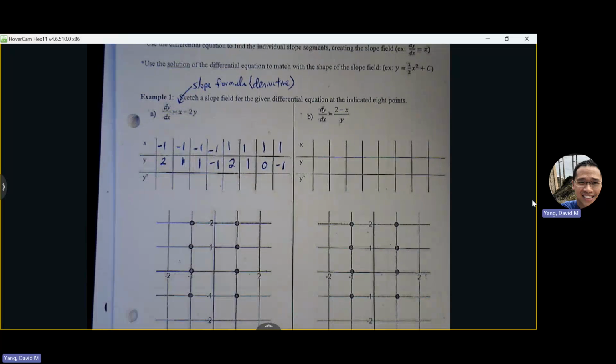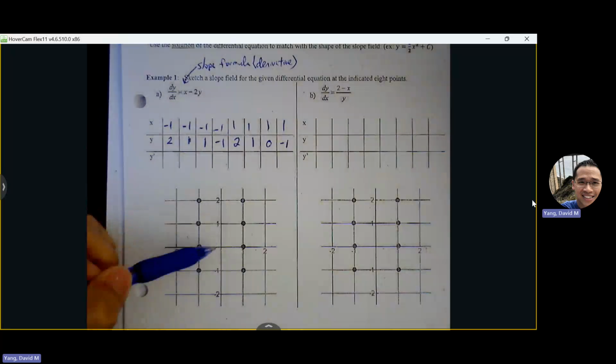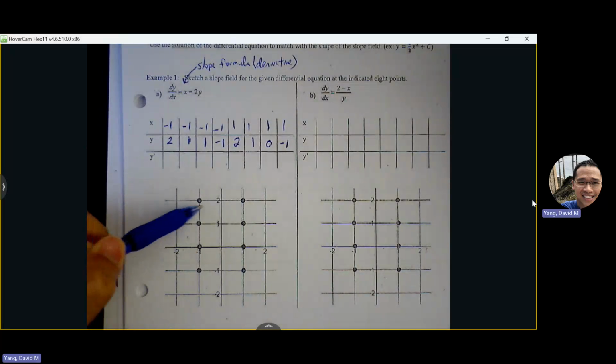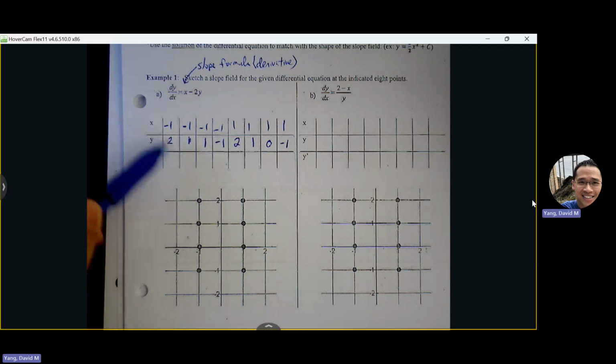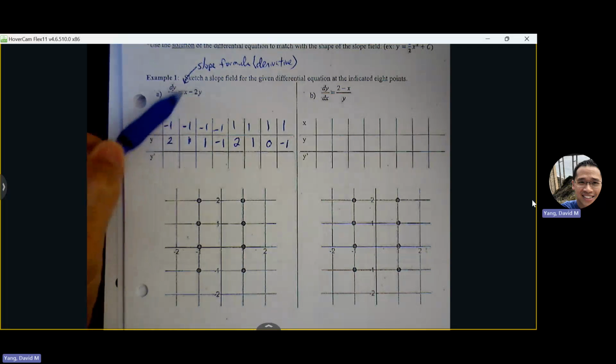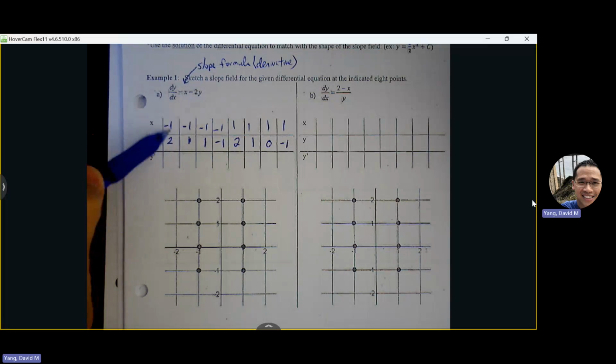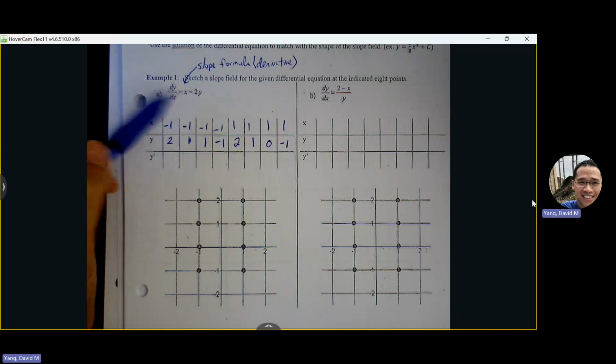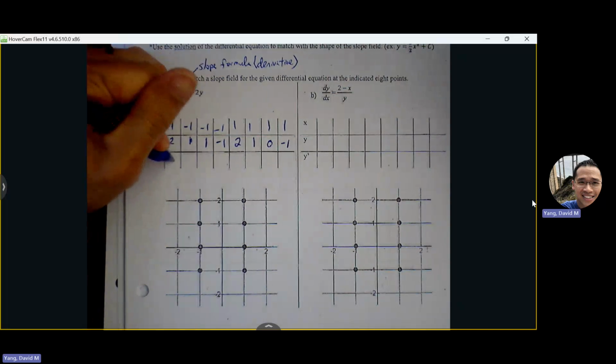So -1, 2, let's find that on our graph. -1, 2 is over here, this upper corner here. So we're going to insert -1, 2 into the derivative and get a numeric slope representation. So if I plug -1 in for x, I get -1. Plug in 2 for y, I get 4. So -1 minus 4 is -5.